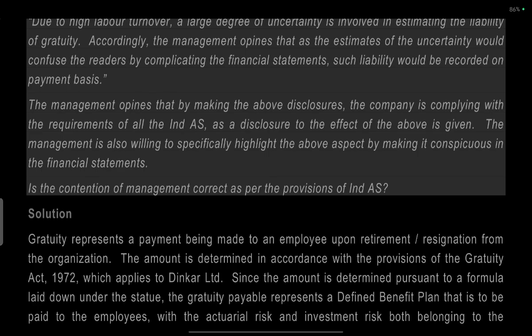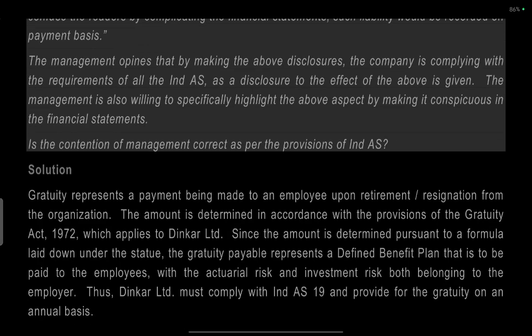Management opines that by making the above disclosure the company is completely compliant under Ind AS. Disclosure to the effect of the above is to be given. The management is also willing to specifically highlight the above aspect, making it conspicuous in the financial statements.